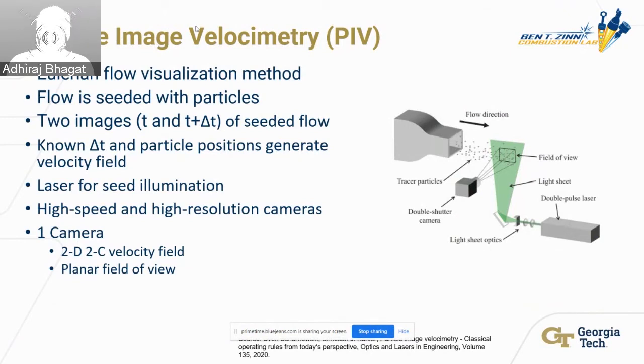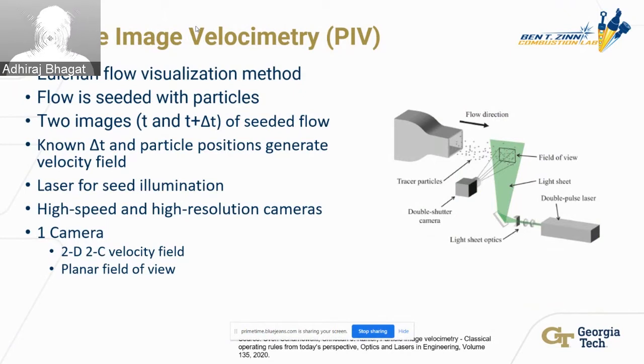We also use lasers to actually illuminate the seed particles and illuminate the flow so that we can see it clearly in these images. So we usually have a dual head or double pulse laser so that we can get the first pulse when we want to take our first image at time t, and then a second pulse at t plus delta t. Using a double pulse laser helps us ensure that we have good enough intensity for both images to get good enough data.